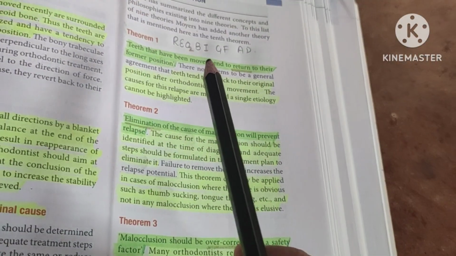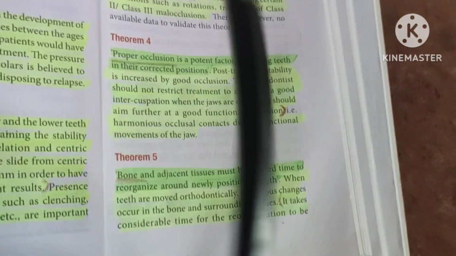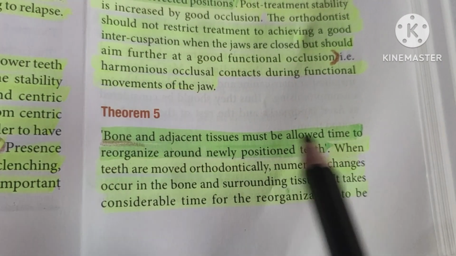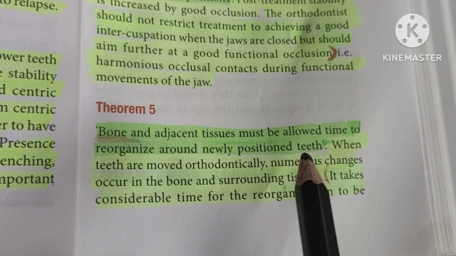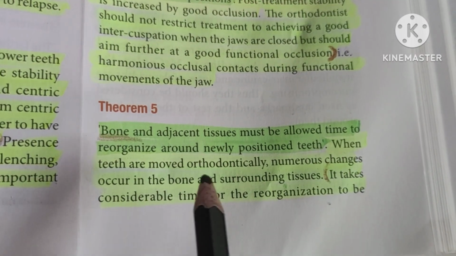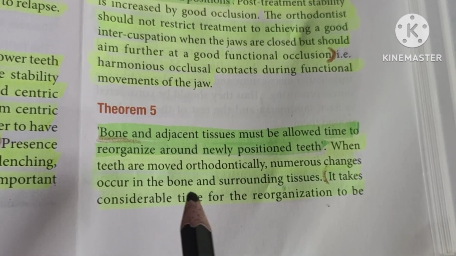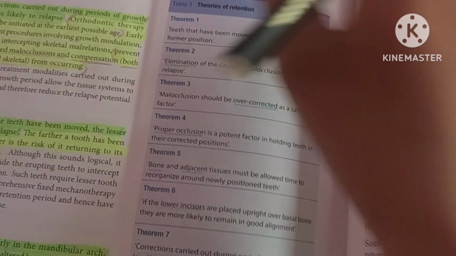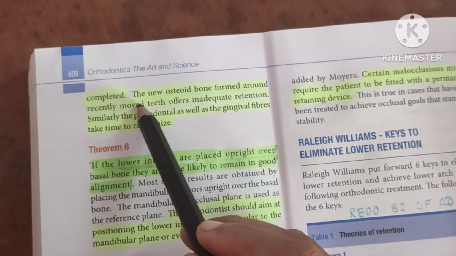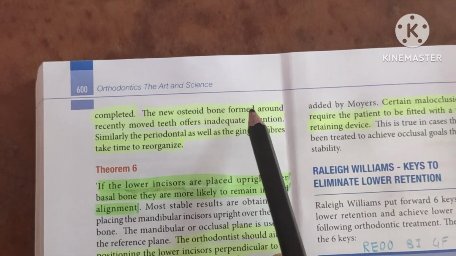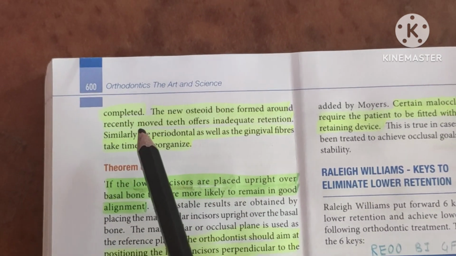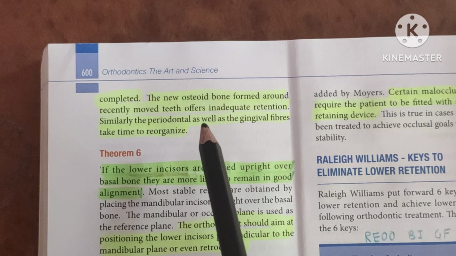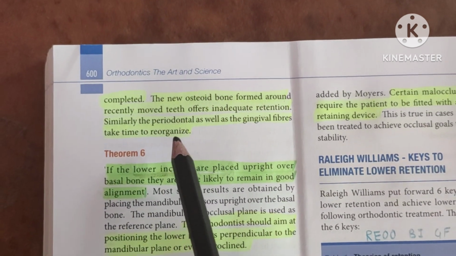Now theorem 5. Theorem 5 is B. So B for bone and adjacent tissue must be allowed time to reorganize around the newly positioned teeth. When the teeth are moved orthodontically, numerous changes occur in the bone and the surrounding tissue. It takes considerable time for the reorganization to be completed. The new osteoid bone formation around the recently moved teeth offers inadequate retention. Similarly, the periodontal as well as the gingival fibers take time to reorganize.